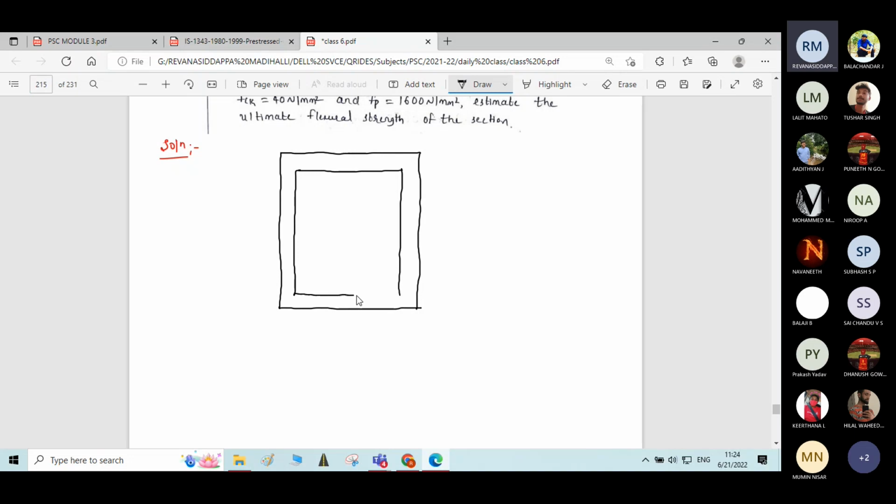And write the corresponding dimensions as well. B is equal to 1200 mm, and overall depth is given as 1800 mm, with wall thickness of how much? 150 mm. Okay.